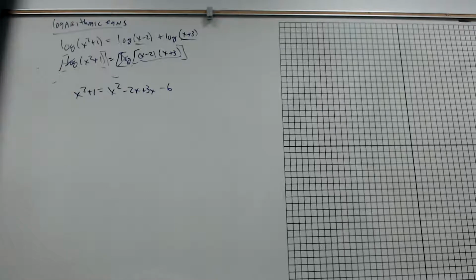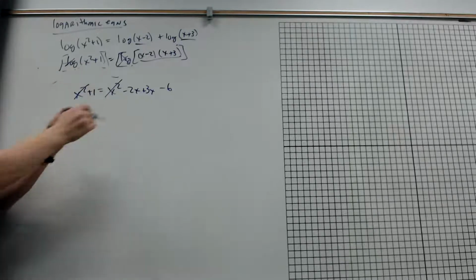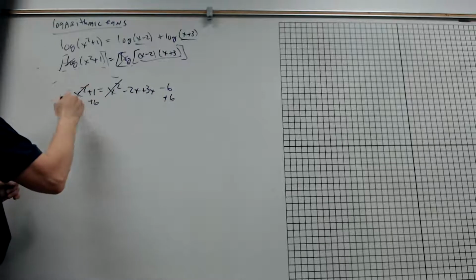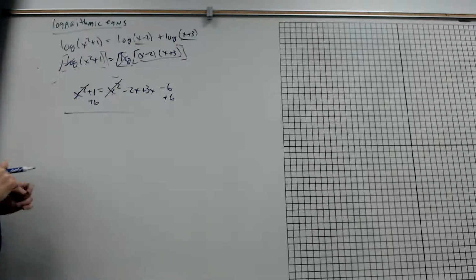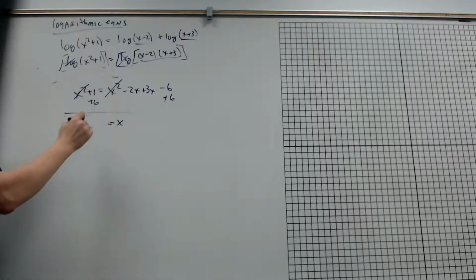Now it's easy, right? What do you do? Okay, so the x squareds cancel, right? And I'm going to add the 6. So negative 2x plus 3x is x equals 1 plus 6, 7.